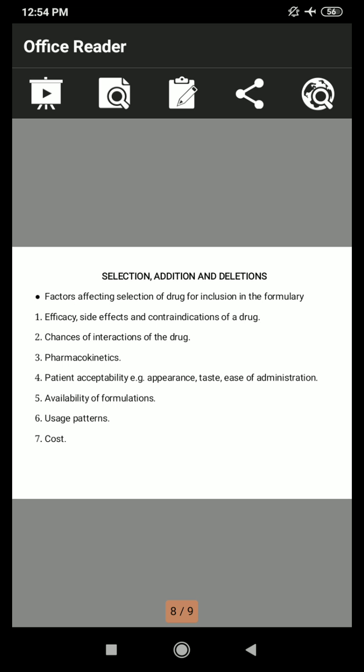Then cost effective rational prescribing is the aim of the formulary. Cost effective prescribing involves the use of drugs which have the lowest cost, which are also effective, have minimal toxicity and are acceptable to the patient.